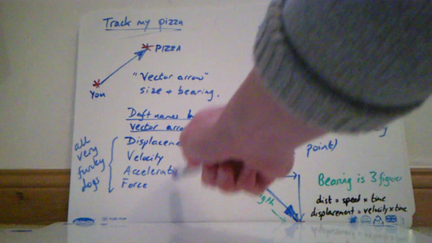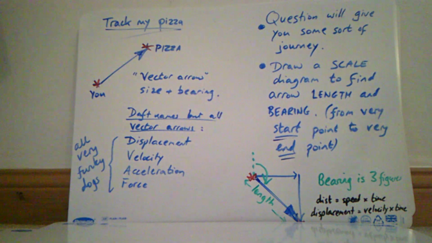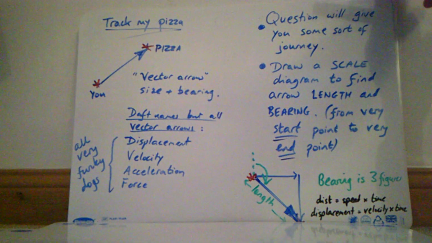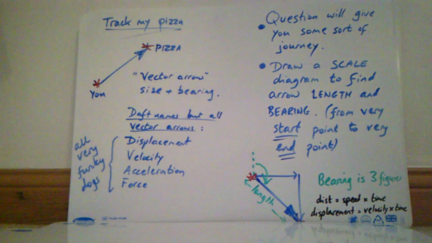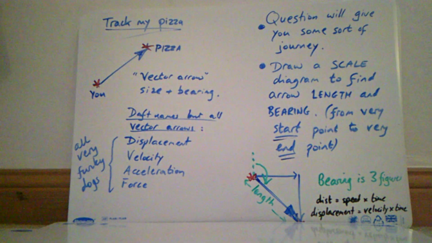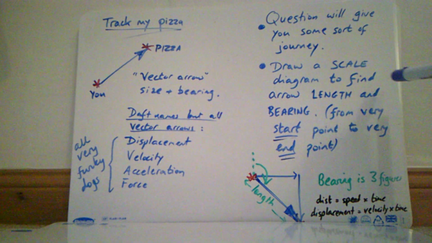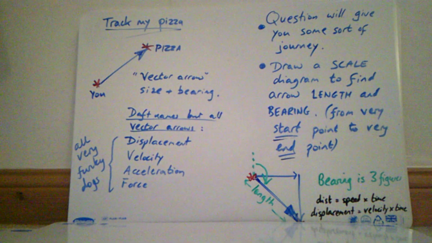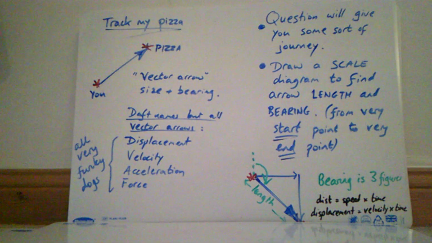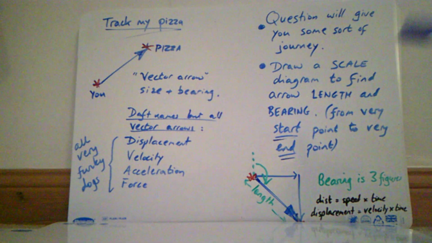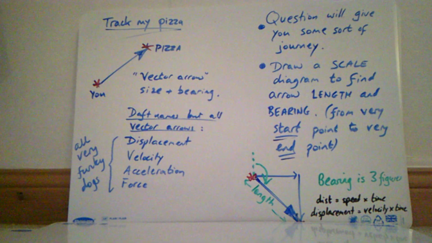But no matter which type of vector arrow is being talked about, you find the length and the bearing of that vector arrow in exactly the same way. So the question will give you some sort of journey. It might be an obvious journey, it might be footering around a bit. The first thing you need to do is to draw a scale diagram. So I suppose the first thing you need to do is think of a scale. Draw a scale diagram and work out what the very start point is and what the very end point is. Because you've drawn a scale diagram, you will be able to work out the length, and then you'll be able to get your protractor and work out the bearing.